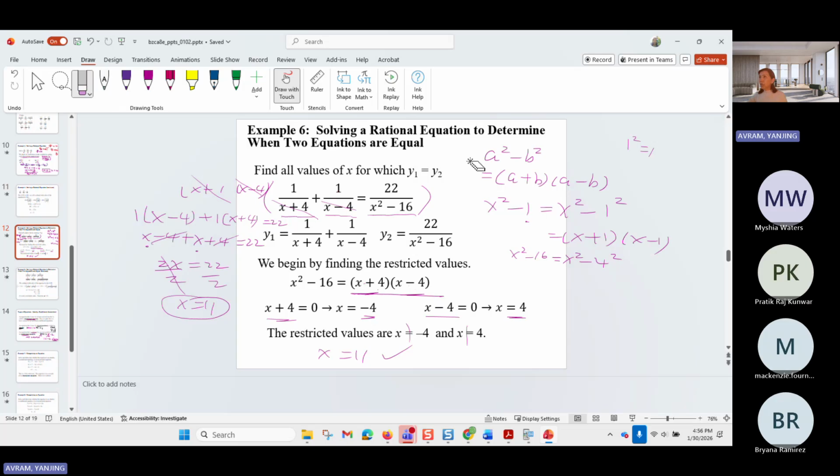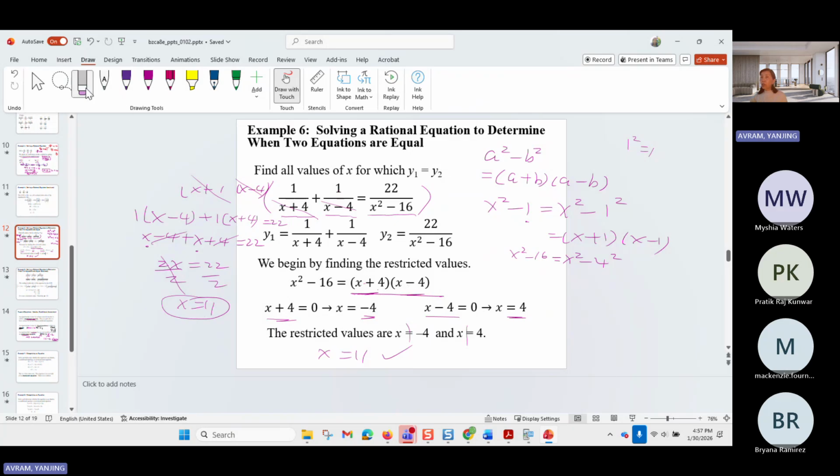But basically, if you have a squared minus b squared, you can factor into a plus b times a minus b. 1 is a tricky one because 1 squared is also equal to 1. So if you have x squared minus 1, you can still factor into x plus 1 times x minus 1, right? And the same thing with x squared minus 16, which is x squared minus 4 squared. So you factor into x plus 4 and x minus 4.